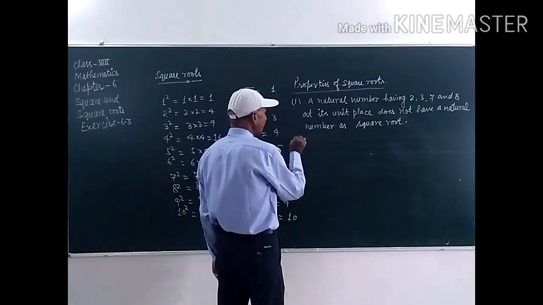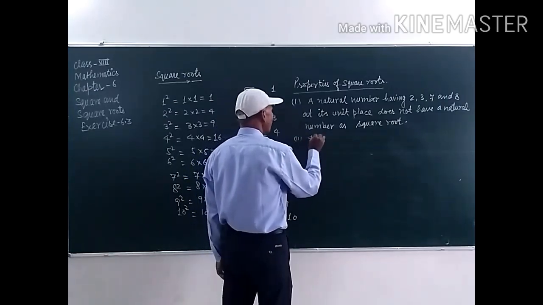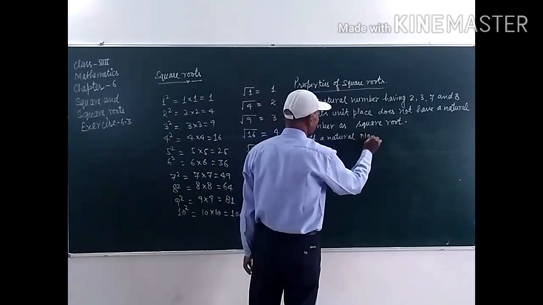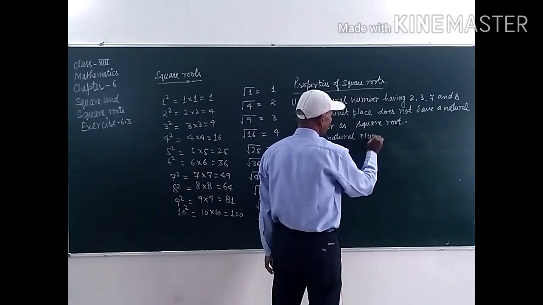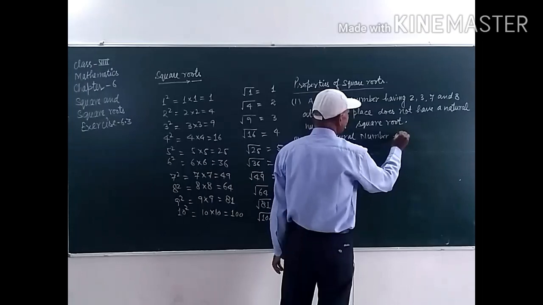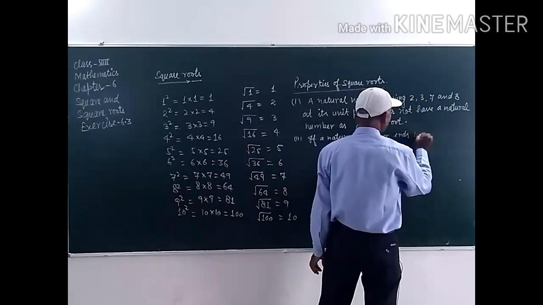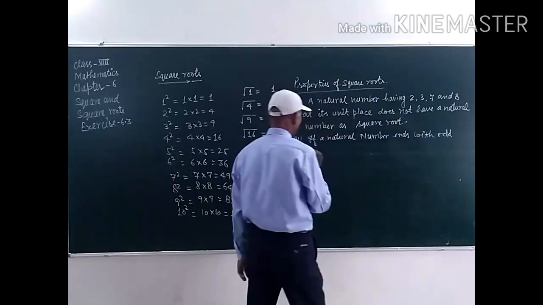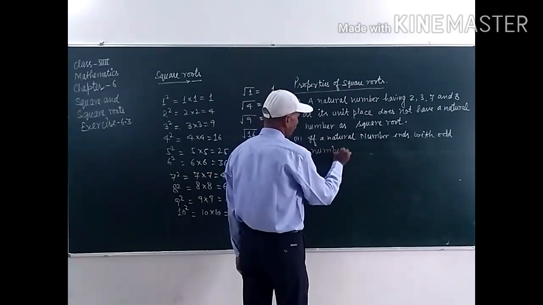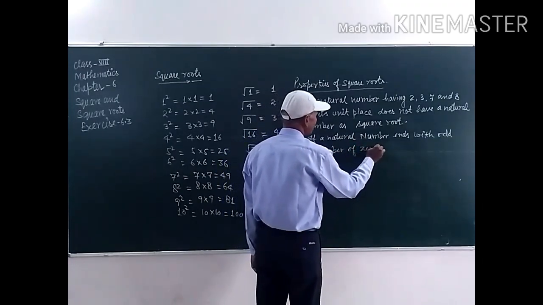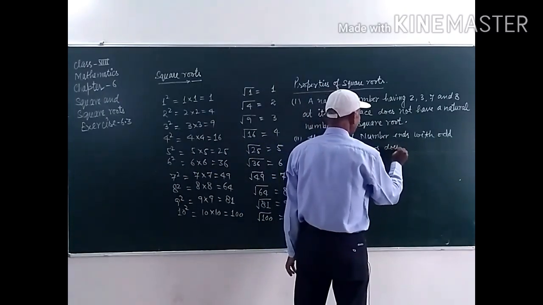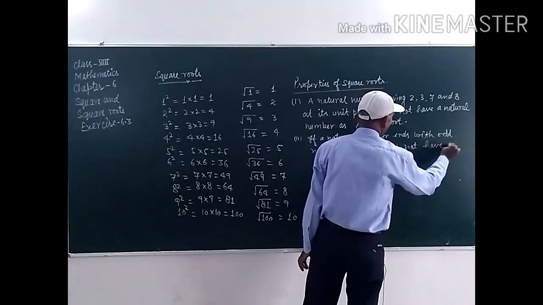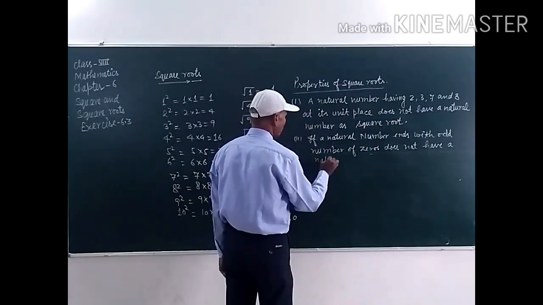And the second property is that if a natural number ends with an odd number of zeros, it does not have a natural number as its square root.